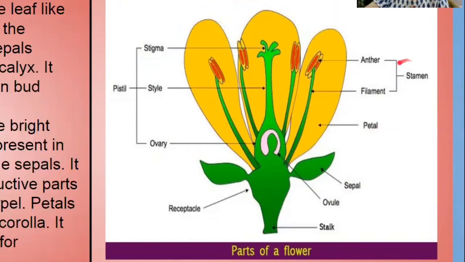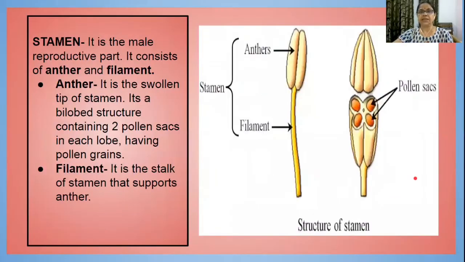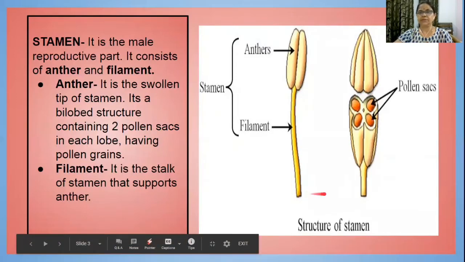Next part is the stamen, which contains anther and filament. Here you can see the anther is there and here is the filament. The upper swollen part is called anther and it consists of two lobes. In each lobe there are two pollen sacs. So in total there are 4 pollen sacs in it, and these pollen sacs contain pollen grains. And this is the stalk-like part known as filament.